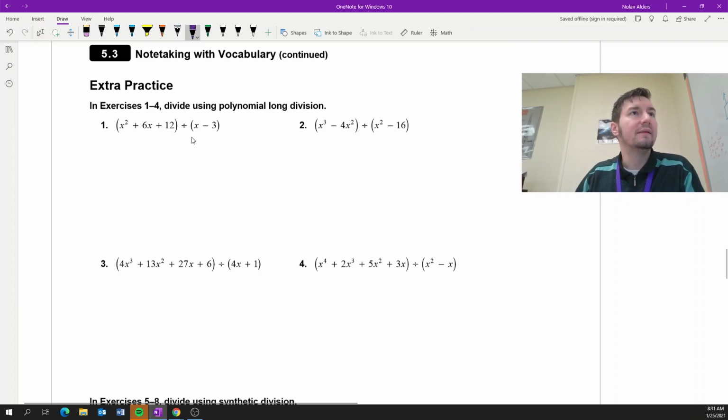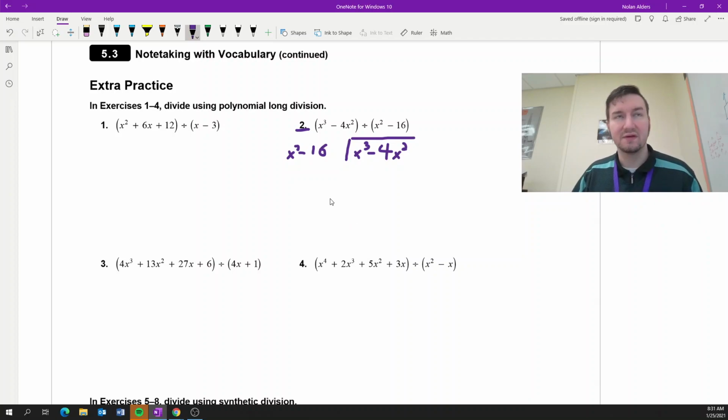Alright, so let's work on this page. Let's work number 2 here. So we're taking this first thing, x cubed minus 4x squared, and we're dividing it by x squared minus 16. And I'm using my mouse to write, so sorry about this. It's not going to be the prettiest.